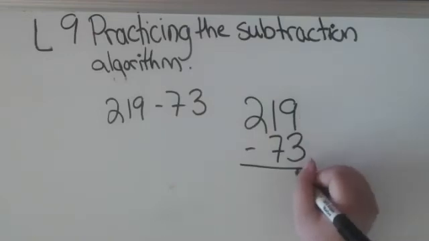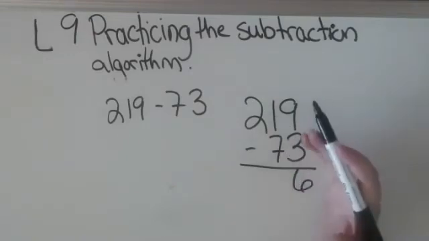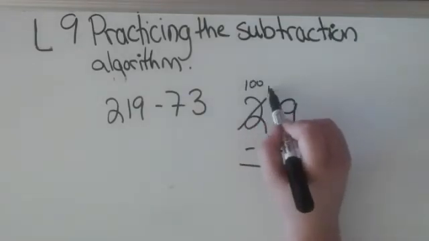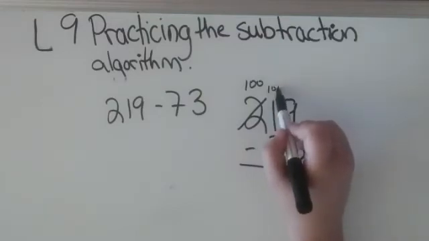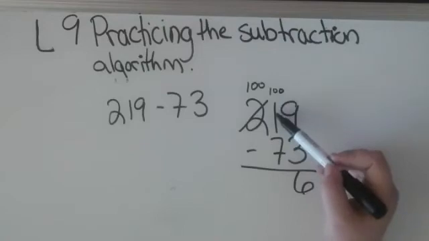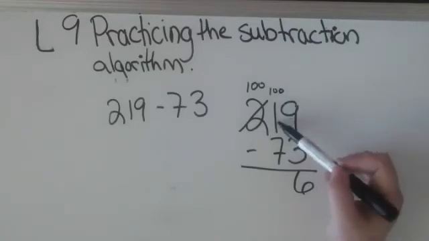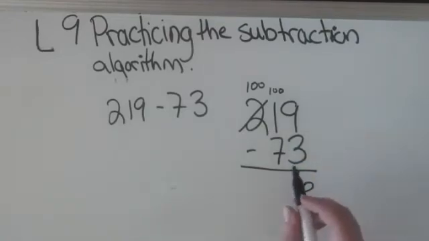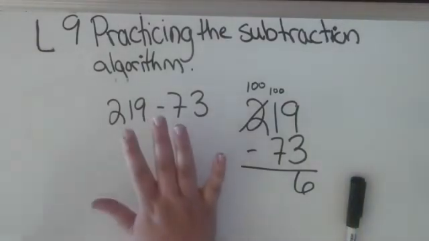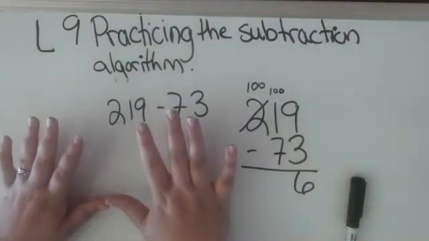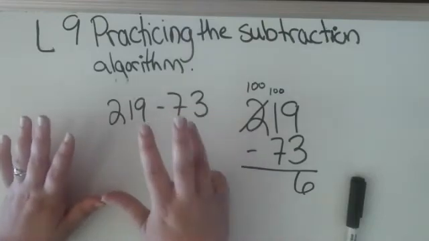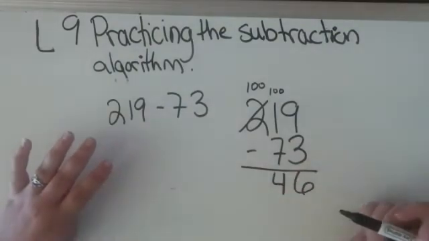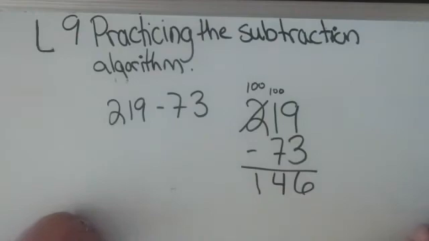9 take away 3 is 6. 1 take away 7, I can't do that. I need to regroup. 200 becomes 100. And I bring 100 over here, add it to the 10. This is now 110 because this is a 10. So 110 take away 70, let's do it with the fingers. 110 would be the same as in our case 11. So 1, 2, 3, 4, 5, 6, 7 gets me 4 or 40. Then 100 brought straight down, 146.